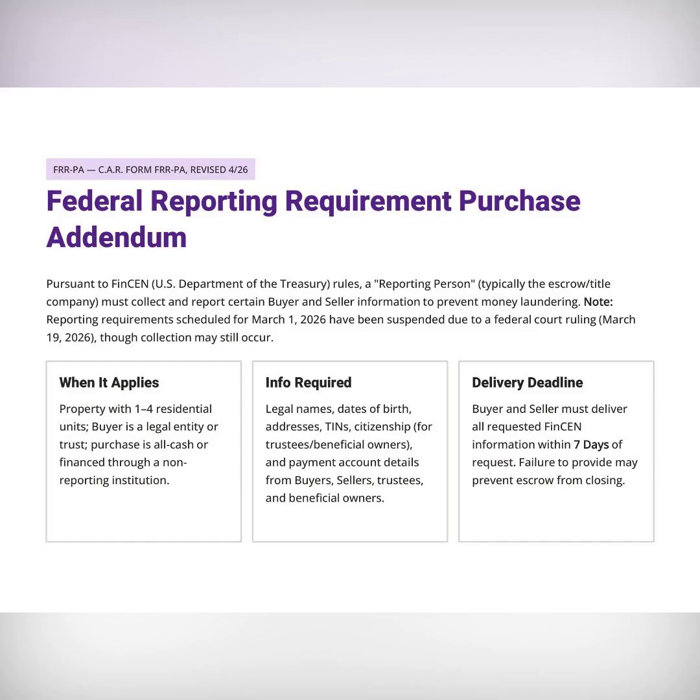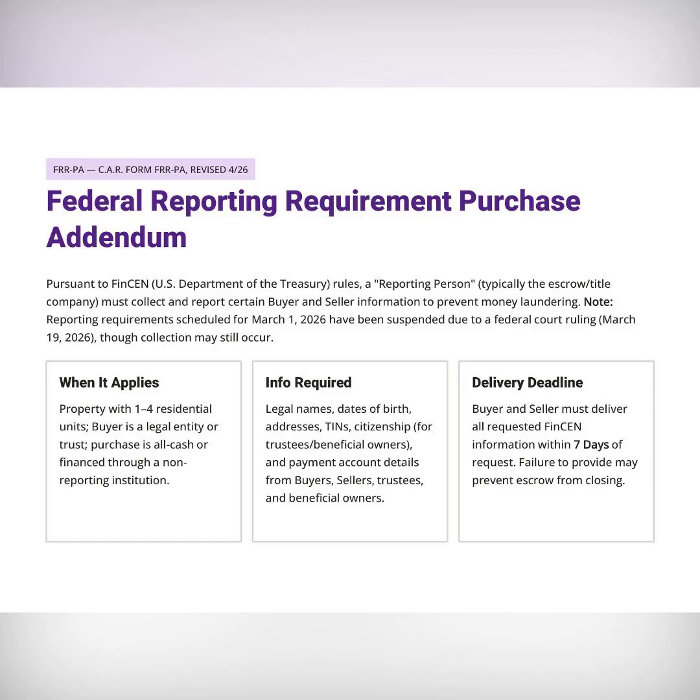Federal reporting requirements, specifically FinCEN rules, are designed to combat money laundering in real estate transactions. While certain requirements scheduled for 2026 were temporarily suspended, it's crucial to understand when such reporting might apply. It typically involves properties with 1-4 residential units, where the buyer is a legal entity or trust, and the purchase is all cash or financed through a non-reporting institution.